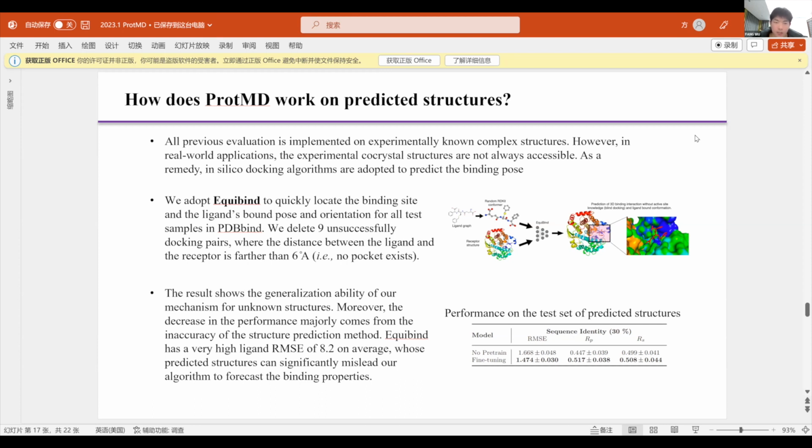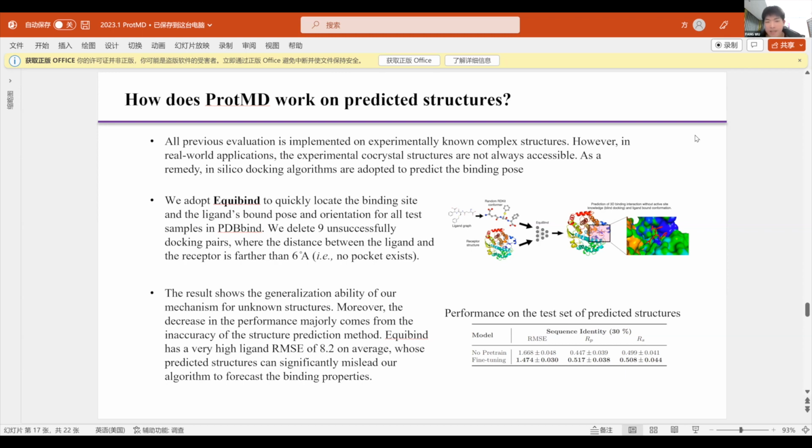Here, we use EquiBind, the best model at that time, to quickly locate the binding site and the ligand's position and orientation for all test samples in PDB. Note that we did not use the predicted structures for training, we use the experimental complex structures for training, but use the predicted structures as the test. And we also delete 9 unsuccessful docking pairs because the distance between the ligand and receptor is too far, so there's no pocket. And the result shows that the generalization ability of our ProtMD is strong.